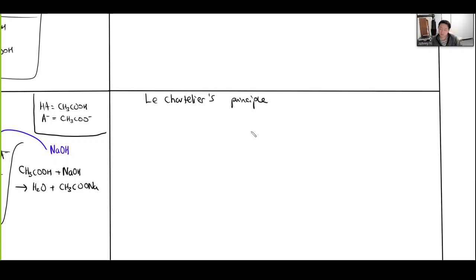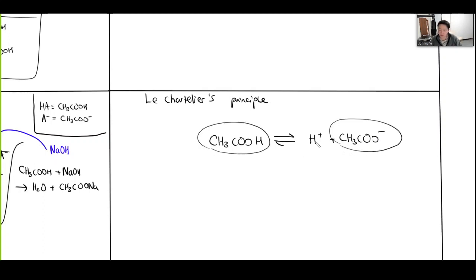So if you've got CH3COOH in equilibrium with the hydrogen ion and CH3COO minus, that's the buffer solution. You've got lots and lots of this, lots and lots of that, and a very tiny amount of this, okay?